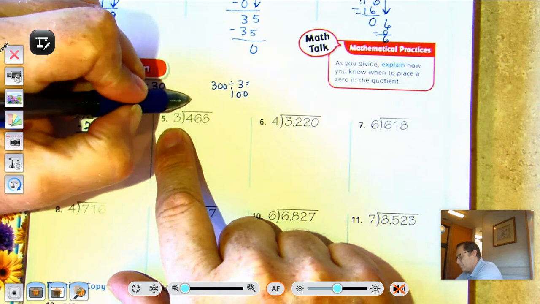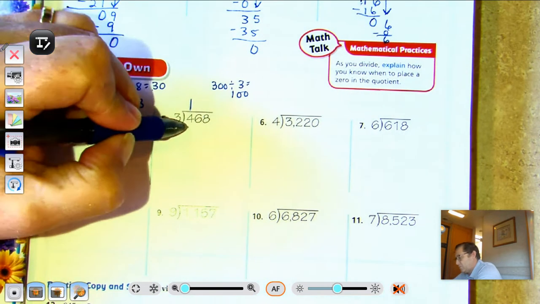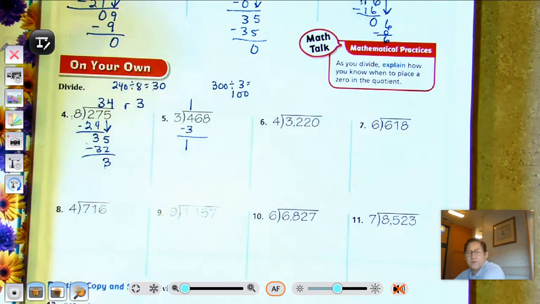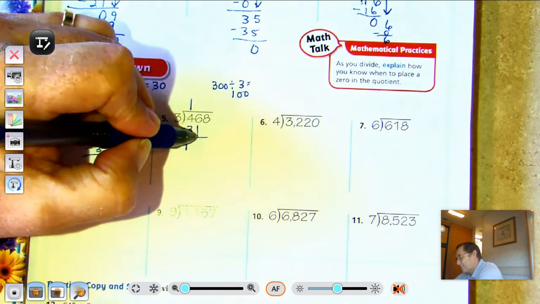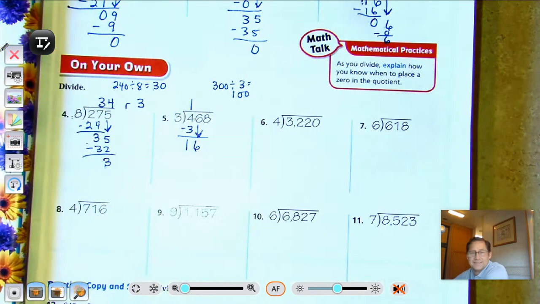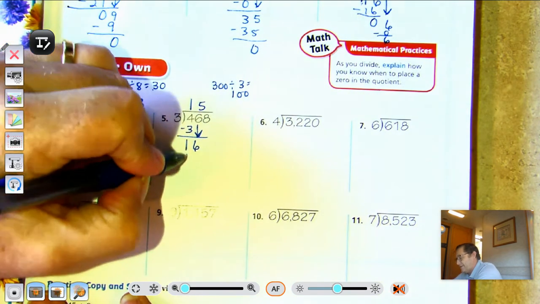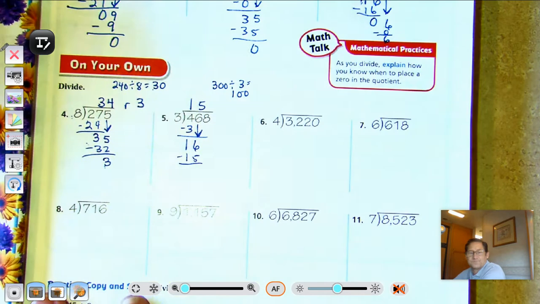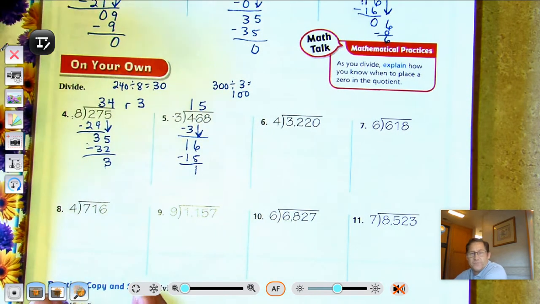400s with 3 groups would be 1. I put 100 in each of the groups. So 3 times 100 is 300. So I'm left with 100, which can't be shared with 3 groups. So I'm going to trade that for 10 tens. I'm going to bring down the 6 tens. 16 tens divided by 3. That's 5 tens. 3 times 5 tens is 15 tens. Subtract, I get 1 ten left, which I can't share with 3 groups.